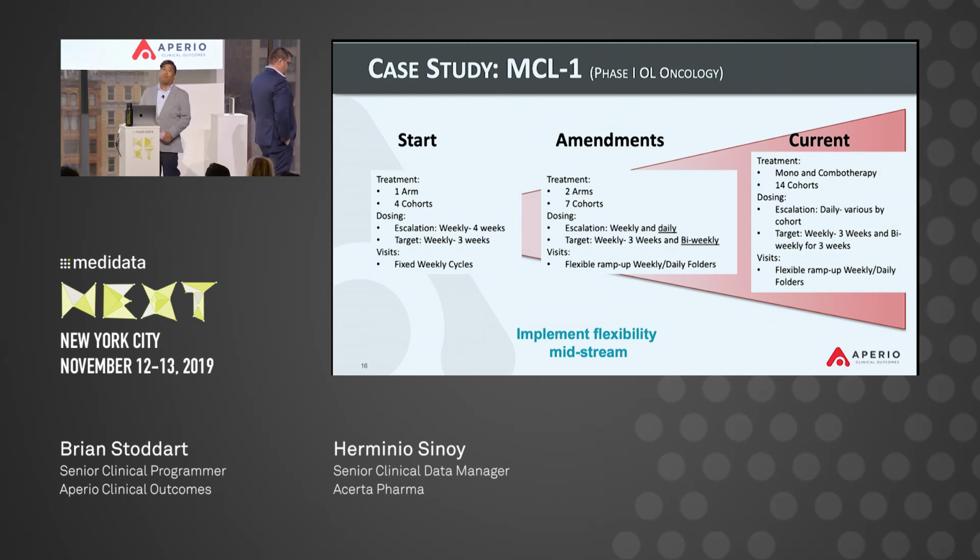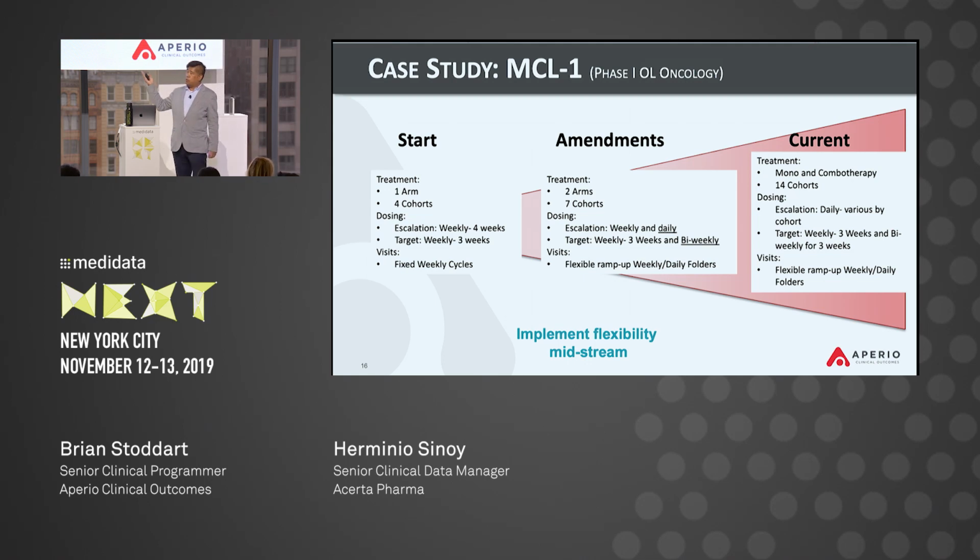Okay, so we're going to call this case study MCL1. It's another phase 1 open label dose-finding oncology study. In this case, we started with one arm, and it's one arm based on indication or type of disease. We had 4 cohorts by dose level. The dosing, we had initially escalation weekly over 4 weeks to start, and it could increase as the dose level got higher. And then once they reached the target dose, it's weekly dosing, 3 weeks.